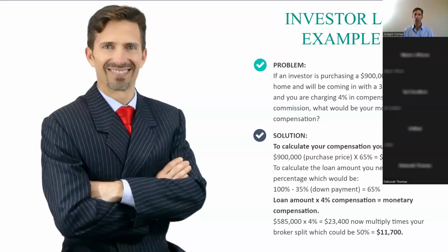And then you're going to multiply that by the broker split, which is what we have here at Finity Mortgage, which is 50%. So that 50% is going to be $11,700. So that's what your profit is going to be, your compensation in this transaction.